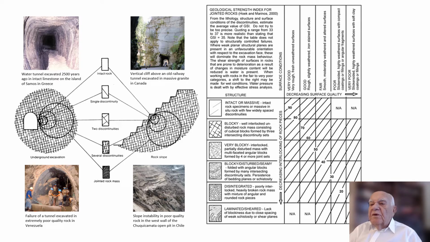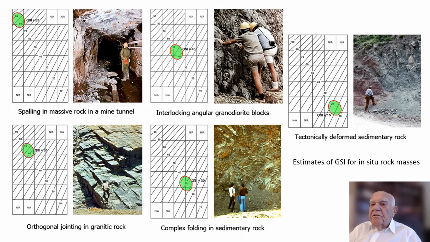Note that this interpretation of GSI can only be applied to a heavily jointed rock mass, which can be treated as an equivalent to a homogeneous soil. An example of the use of GSI in a very large open-pit mine will be given later in this lecture. This slide shows examples of GSI in different rock masses, and it's very largely self-explanatory.